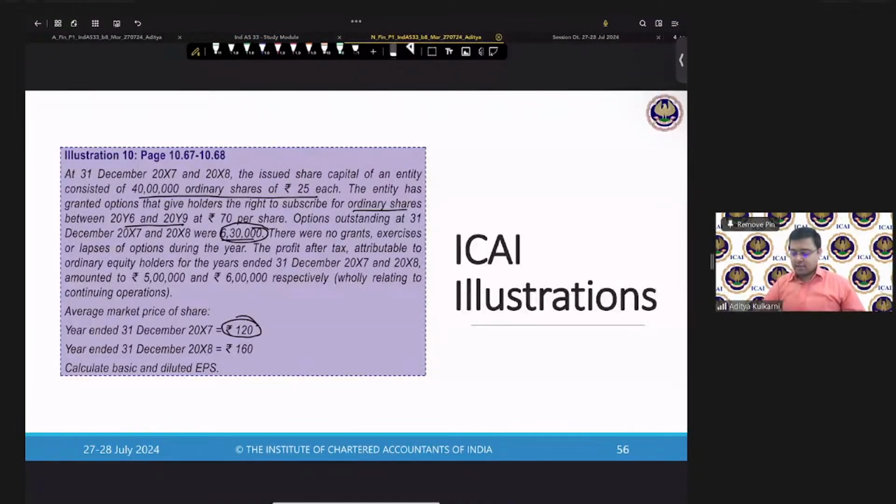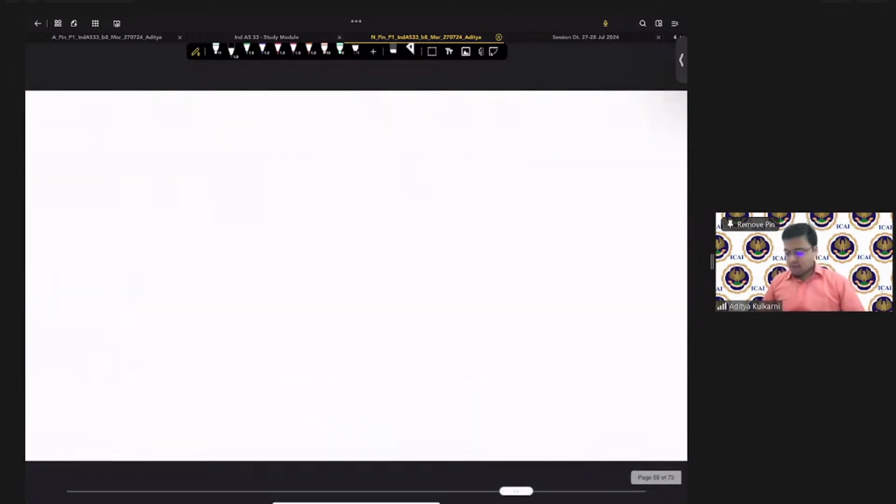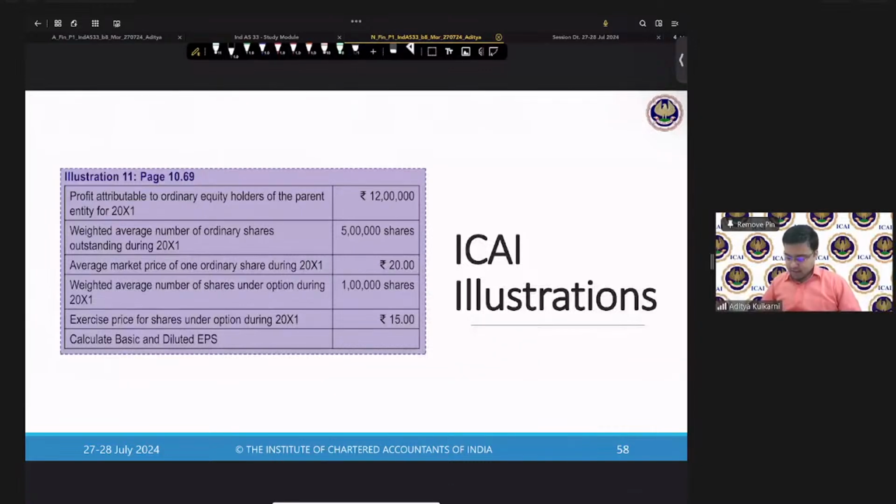Any doubts on illustration 10? Any doubts? No doubts? All right. So that takes care of it. All right. Following information pertains to an entity. You have net profit, weighted average number of equity shares, average market price, weighted average exercise price under option. Calculate basic and diluted. Very simple. This had come in your November 21 RTP. Okay, so you can just do it. That gives you the solution. Okay. Illustrations, again, you have a similar one. Yes, in your illustrations, try this out for homework.